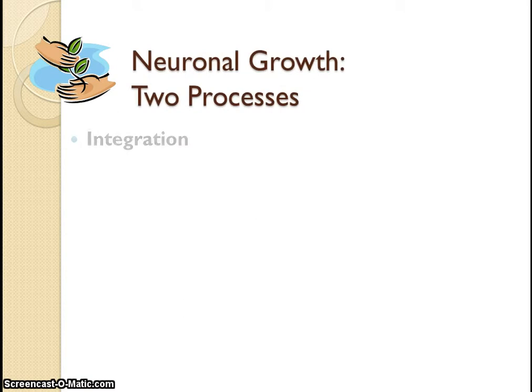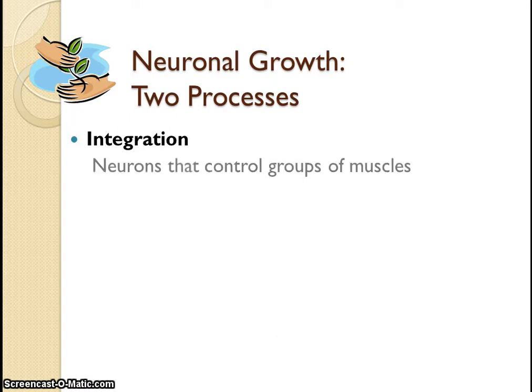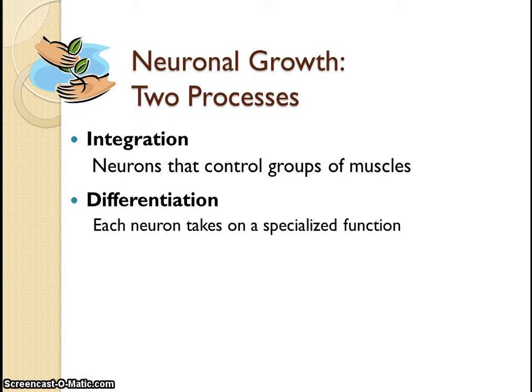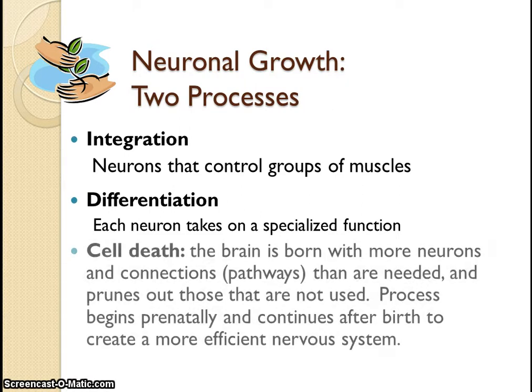There are two processes in neuronal growth which are important to know. Integration is when the neurons that control specific groups of muscles start coordinating their activities. That is the core of integration. The other is differentiation. Each neuron or bundle of neurons then takes on a specialized function. So first the neurons coordinate and get organized so they're going to cooperate and control a special set of muscles, and then they differentiate so that each bundle takes on a specialized function.